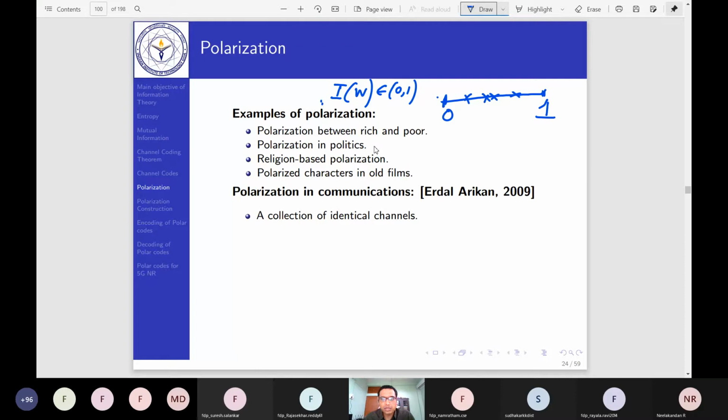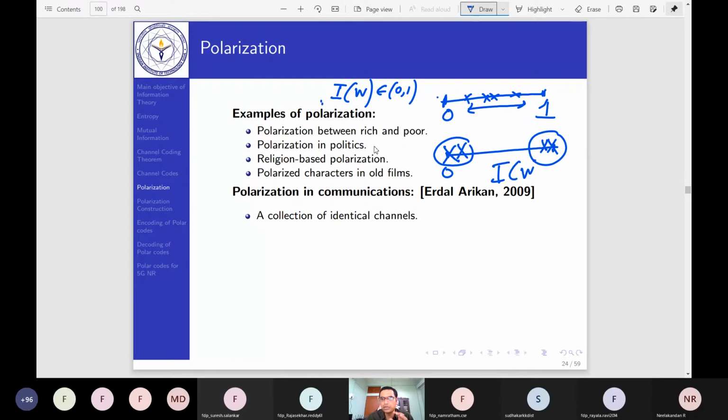What will polarization do? Our objective is the extreme end of polarization: we will put 2 channels near 0 and 2 channels near 1. Initially, the mutual information was lying in between 0 and 1, neither near 0 nor near 1. So we want to perform some kind of transformation so that they are located near 0 and 1. This is one kind of polarization.